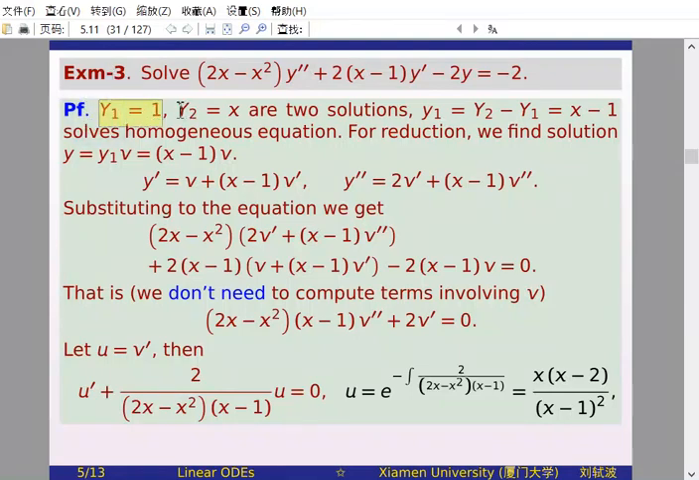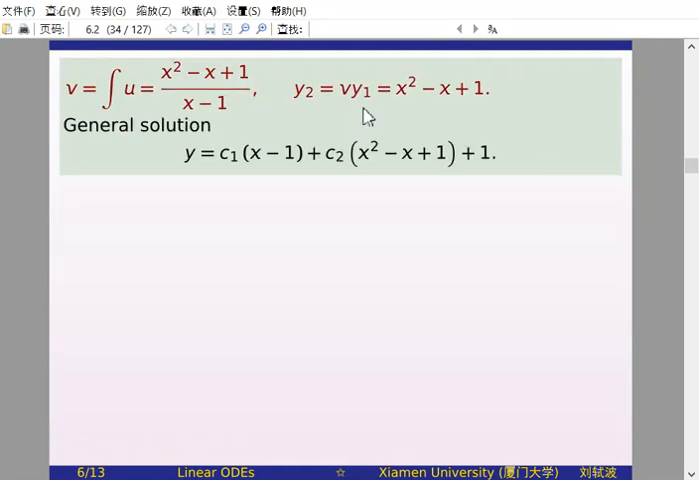Of course, you can also replace the 1 here by x, but that solution is the same as the previous one, with different arbitrary constants C1 and C2. So actually they represent the same solution of our non-homogeneous equation.